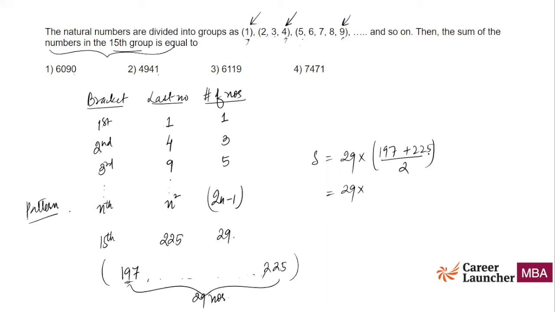197 plus 225 will end in 22, divided by 2. So this is going to be 29 into a number that ends in 11, which means your final answer, the sum of all the numbers, should end in 9. The only option that ends in 9 is the third one. Or if you do not feel confident about it, solve it, properly figure out what this value is. The sooner you get the pattern, the easier it gets.